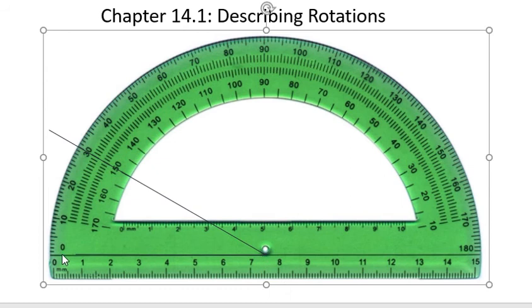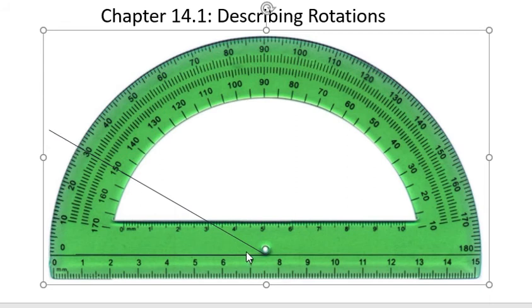So this 0 degree line where we're starting, as the angle opens up, this long side right here is pointing directly at the 30. That means that this angle is 30 degrees. We know it's 30 because we always start from the 0. So because this angle here is on the left side, we're going to start from the 0 on the left side and count up 10, 20, 30 degrees.